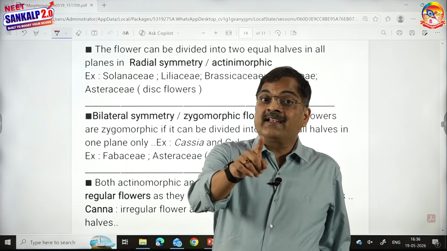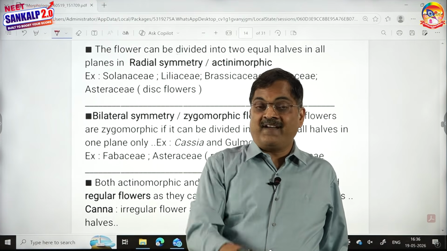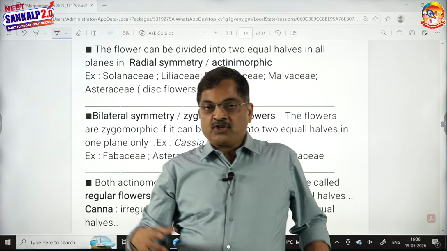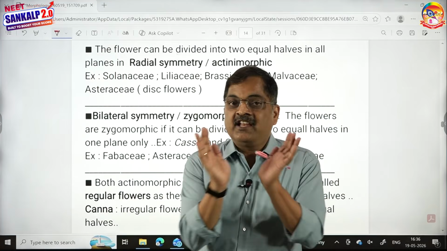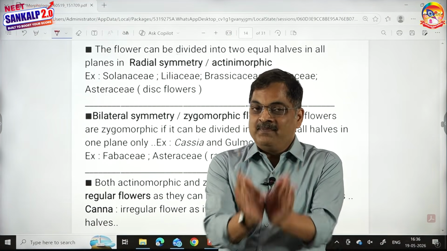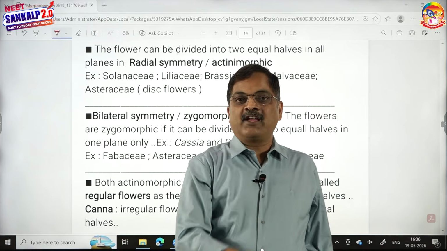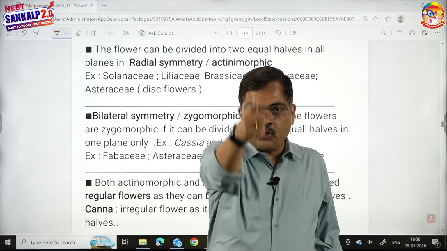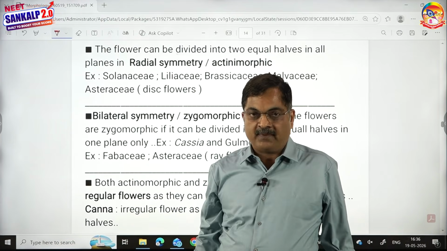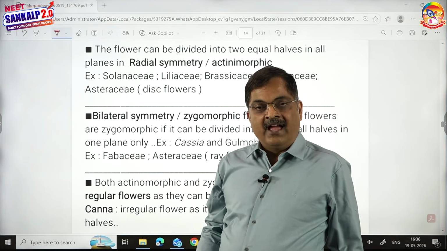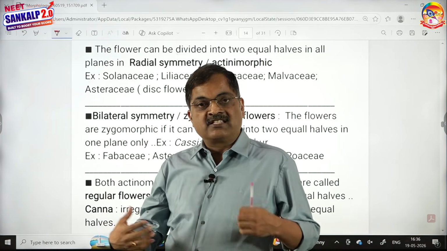All right, look at legumes, Fabaceae. The posterior petal is large, the anterior two petals are small. It means that all the petals are not similar in shape and size, therefore it is zygomorphic. It can be cut into two equal halves only in the anterior-posterior plane. Cassia, Gulmohar and members of Fabaceae, the flowers are zygomorphic.